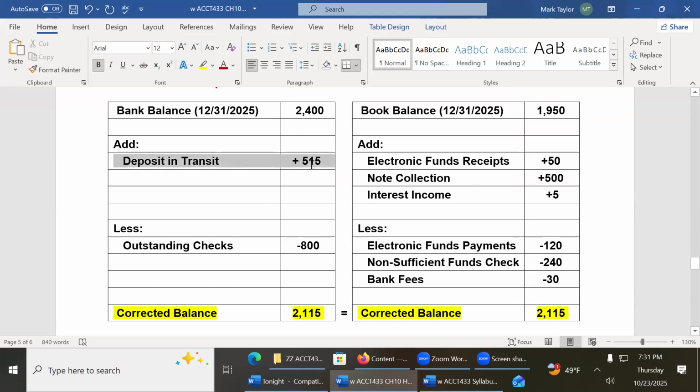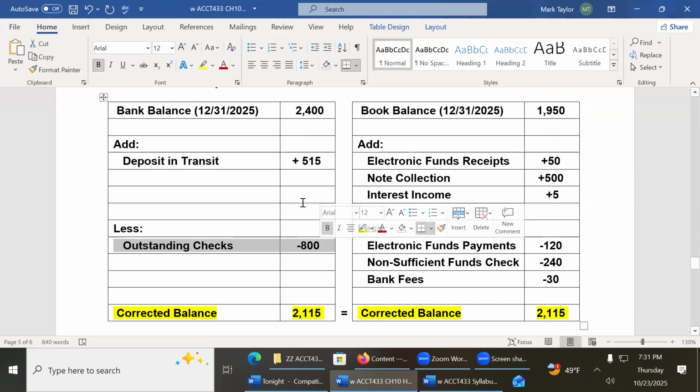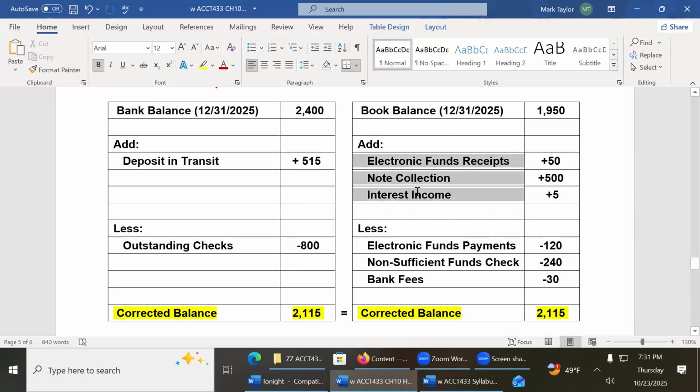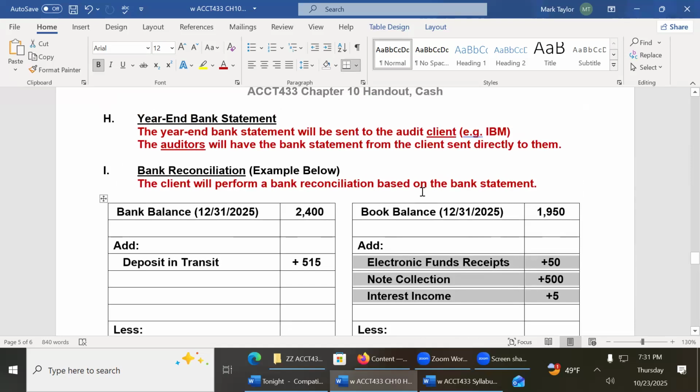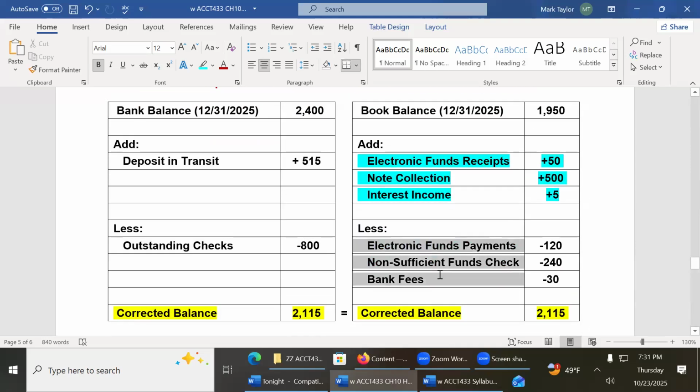So for instance, deposits in transit are deposits we made at the end of the month. We know we made them, the bank just hasn't counted them yet. We could also have written some checks that we know we wrote, the bank doesn't know that yet. On the book side, most of the stuff will come off the bank statement. This is bank statement kind of stuff. So a lot of times this kind of stuff you will get on the bank statement.